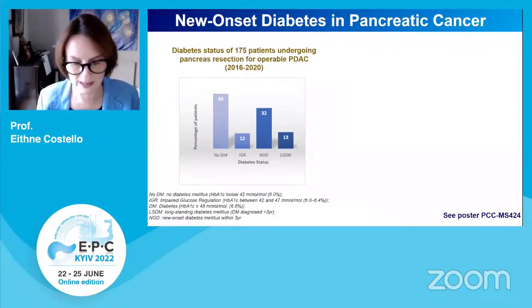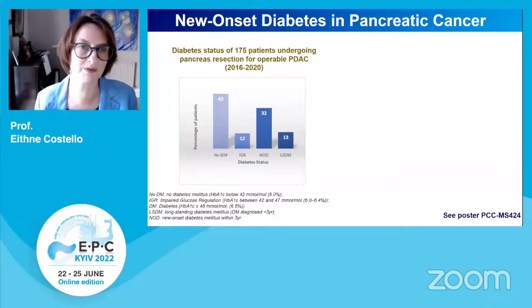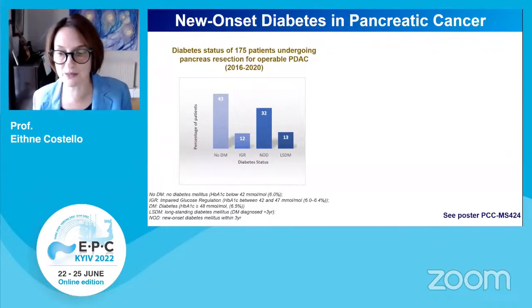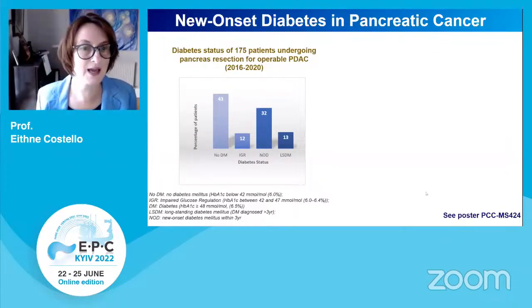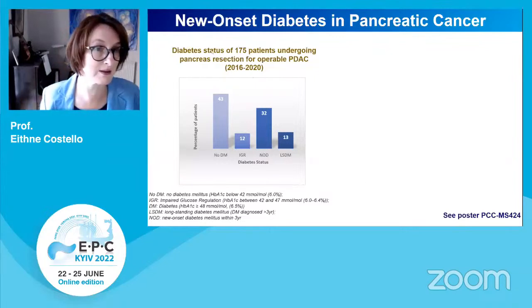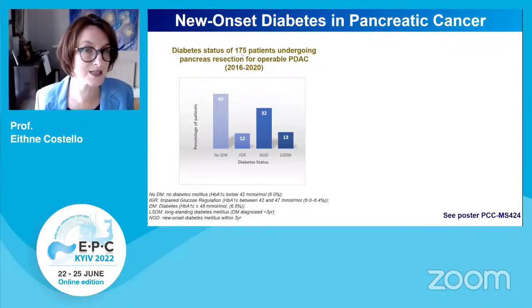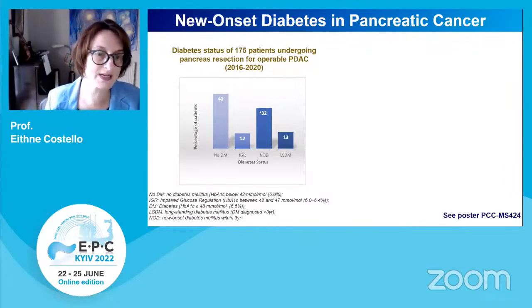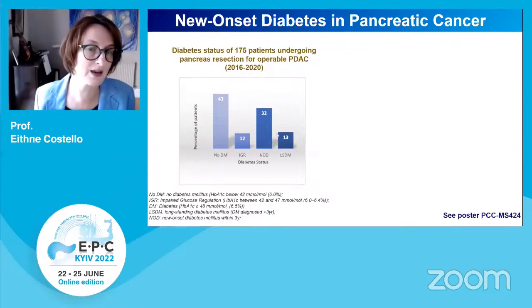So while UKEDI is in process and participants are being recruited and samples being banked, we are also undertaking a number of other approaches to understand new onset diabetes in pancreatic cancer. And Martin Stott has a poster at this meeting. The number is shown here at the bottom of the screen. And one of the things that Martin has been doing is following the diabetes status of 175 patients undergoing pancreas resection for operable pancreatic cancer at Liverpool between 2016 and 2020. And the data are shown here.